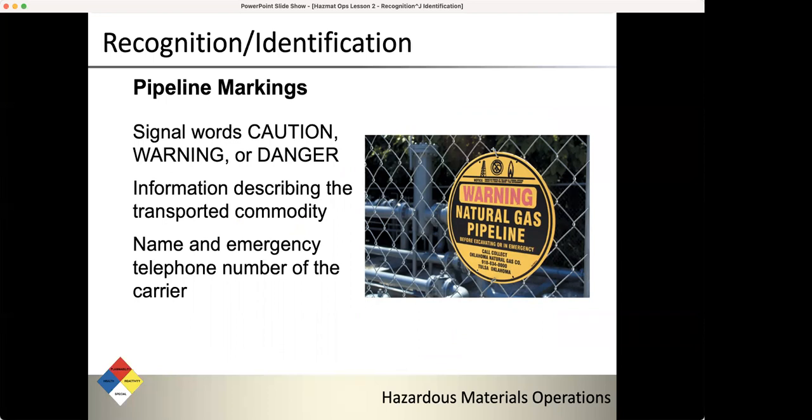So this is why you need binoculars. If there's a problem with this pipeline, we can call this number and get help.